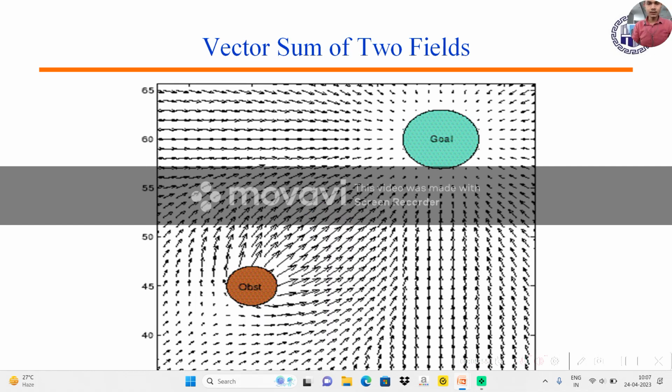So the resultant force will look like this. The vector sum of the two fields: if one force is applied over here and another force is applied over here, the resultant force will be the combination of those field forces, and it will deviate. It will be the combined force of both the repulsive force and the gravitational force.